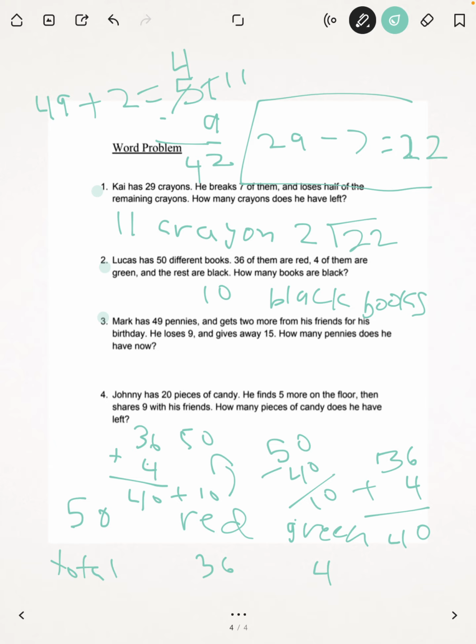And then it says that he gives away 15. So he has 42 right now. And then you start to subtract 15 because he gives away 15. You borrow from here, 12, 7, and then 3 minus 1, 2. So he has 27 crayons left.